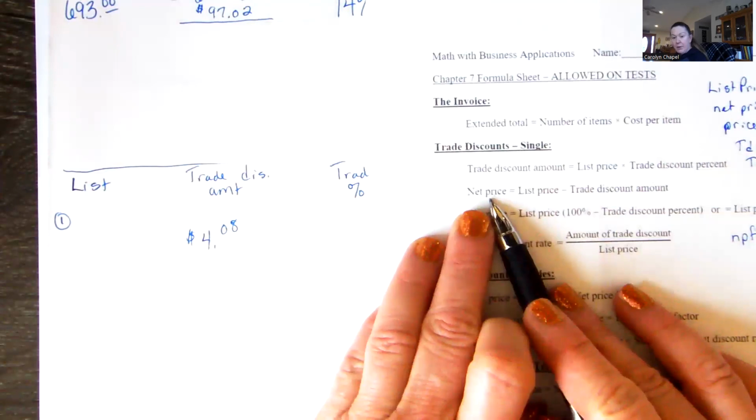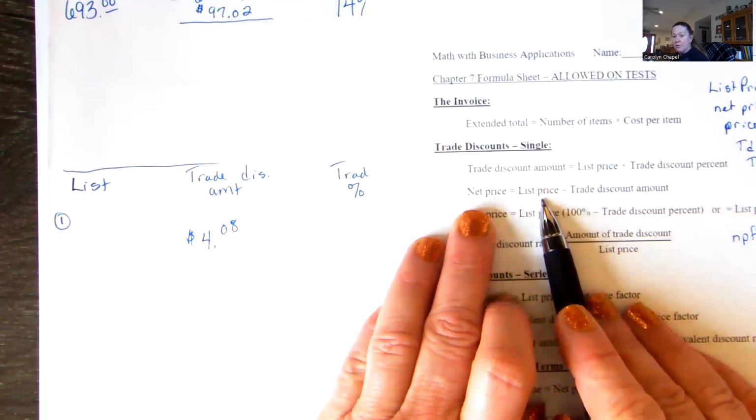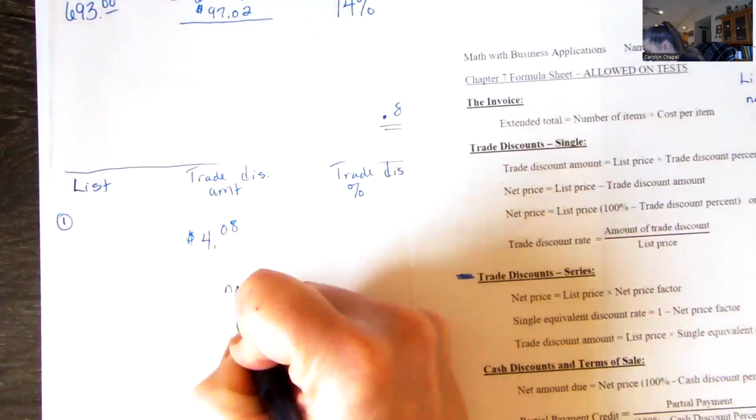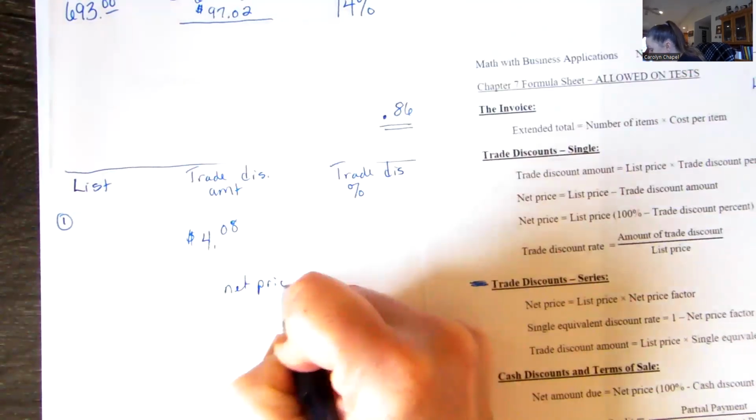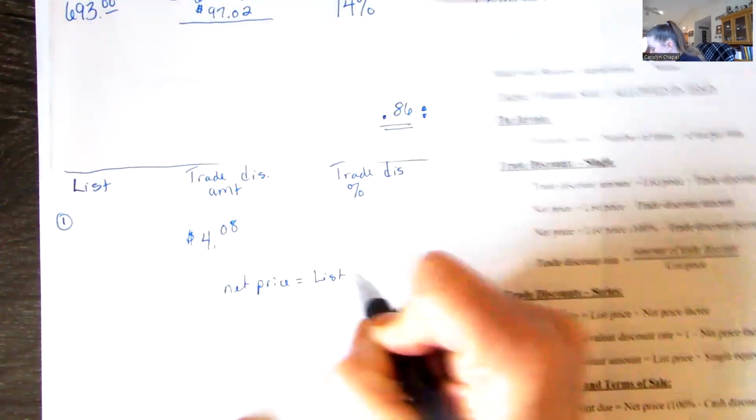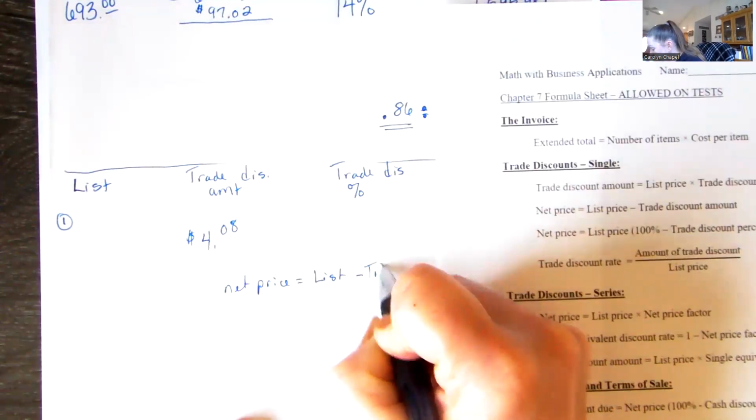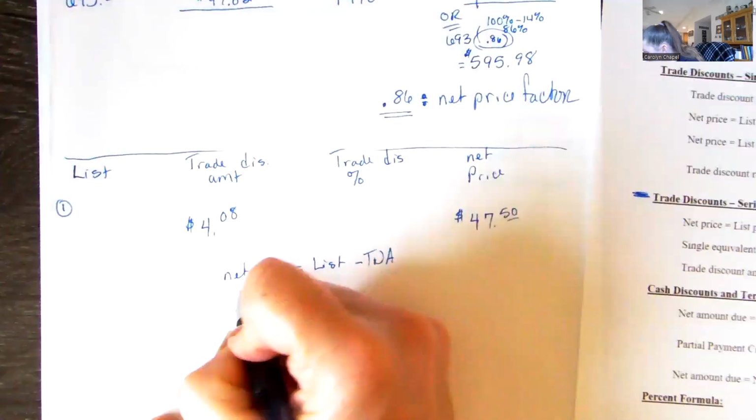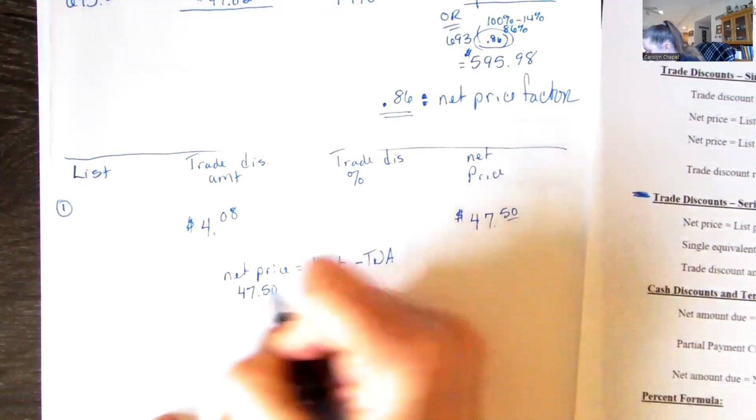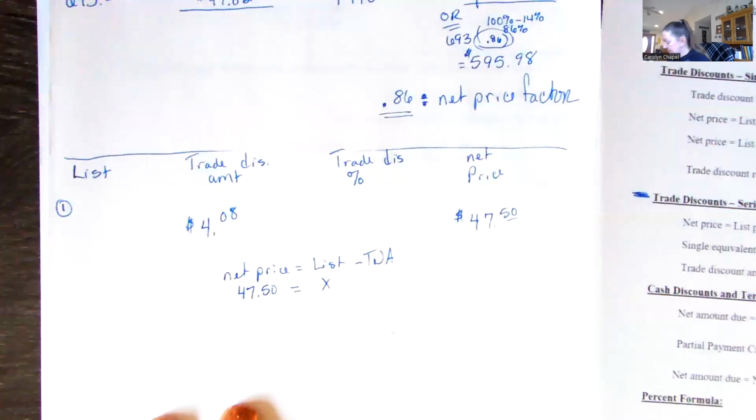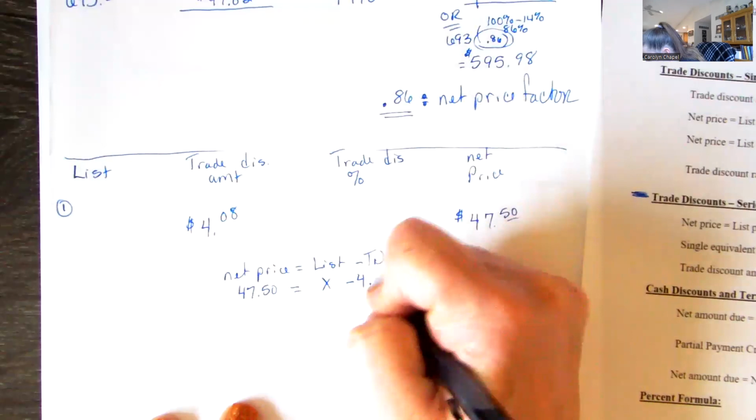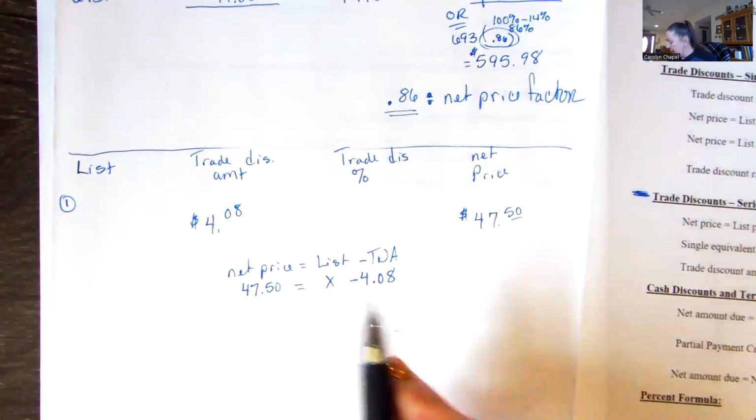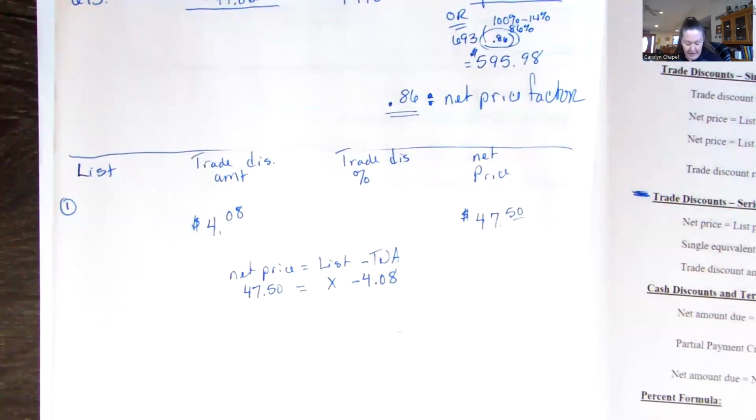Here I have the net price that I have. List price, I don't. This one, I do. So I can take that net price, which is my list, minus that trade discount amount. I'm going to abbreviate there and put the pieces in that I have. So $47.50. And if you want to, let that be an X minus this 4.08. So now to solve for my X, we would take and add this 4.08 to both sides.